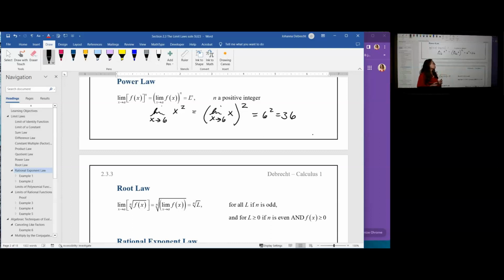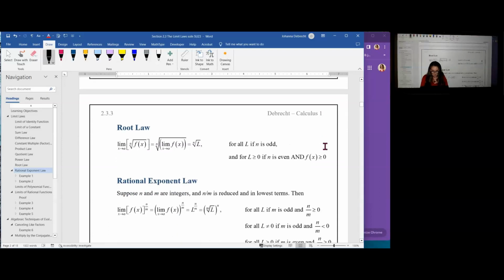Now this works provided that n is a positive integer. Now, what if it's not a positive integer? The ones that follow take care of these other special cases, negatives and fractional exponents.